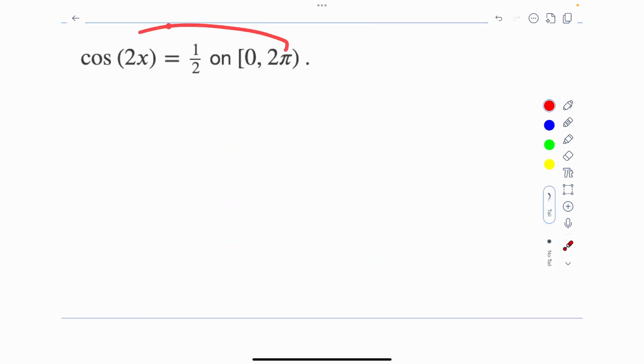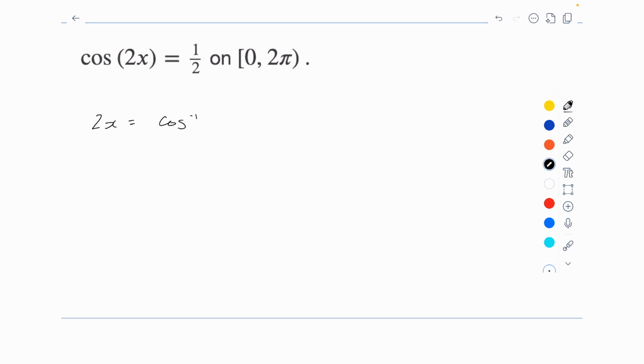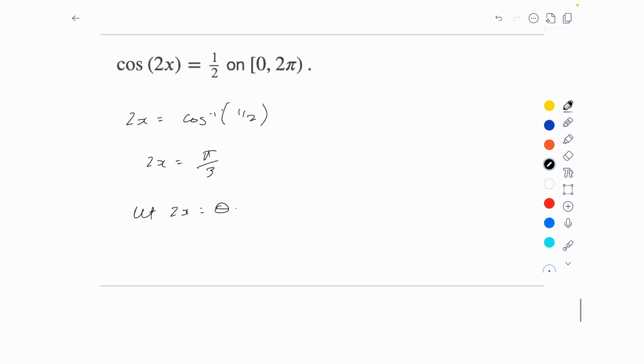Alright guys, so now we've got this question where the common mistake a lot of people will make is with 2x being theta, they're not going to be able to find all the solutions. So let's quickly run through this. So 2x is going to equal arccos of a half, which means that 2x is equal to pi over 3, right? Nice. So we're going to say let 2x equal theta.